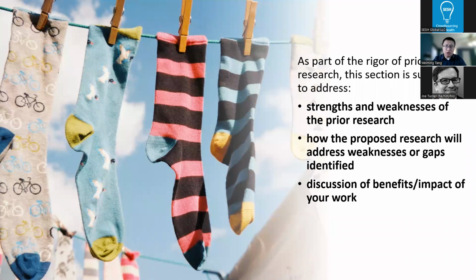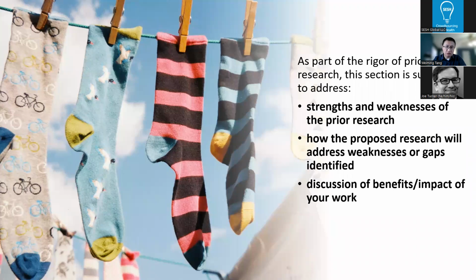But you do not need to write too many things in this section, because it's usually one to 1.5 pages. So usually we just need to propose the ideas we want to use to address the weaknesses or gaps in this proposed study. And later on, in the approach section, you will have the details regarding how to carry out the study by addressing the gap. Also in this section, there is the discussion of the benefits and the impact of your work.